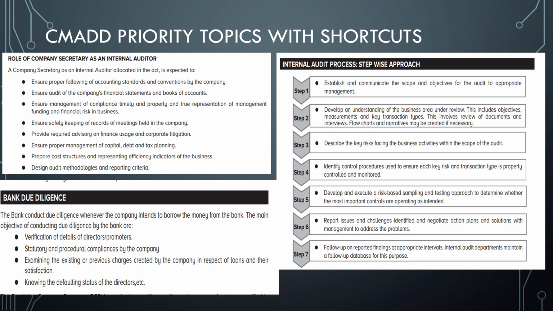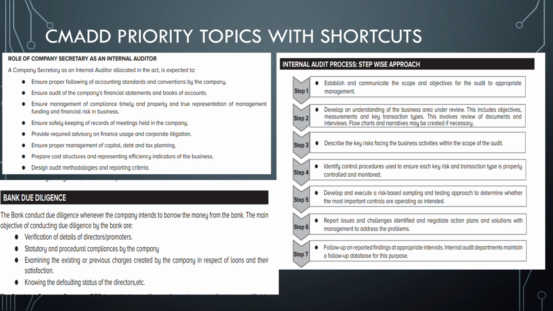E is for ensure proper following of accounting standards, ensure audit of company's financial statements, and ensure management of complaints. Focus carefully, this is a very important point. Ensure management of complaints timely and properly and true representation of management, funding, and financial risk. Lastly, D is for design audit methodologies and reporting criteria.